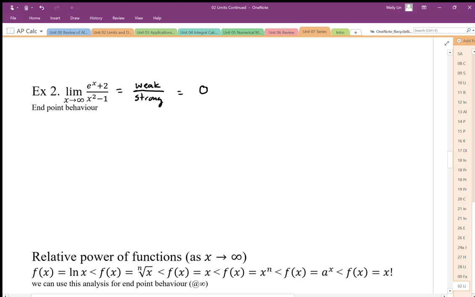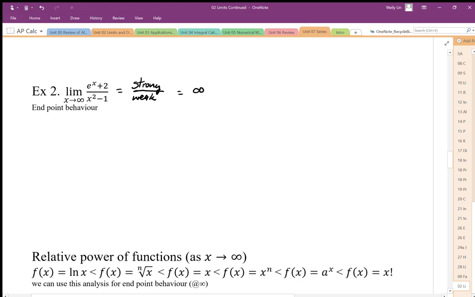We can't. So, oops, I got this backwards, don't I? This is a strong over weak. So e to the x is our strong function, and x squared is our weak function, so then it must be the reverse. So strong over weak is 0. Weak over strong is 0. Strong over weak always ends up going to infinity.